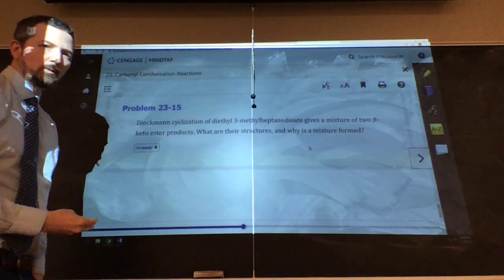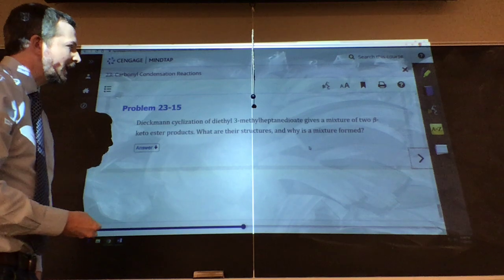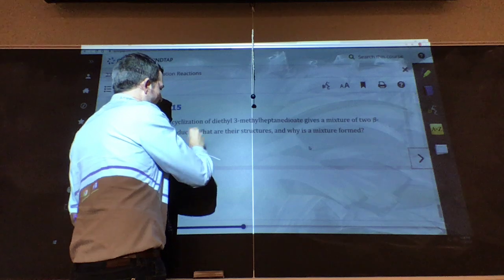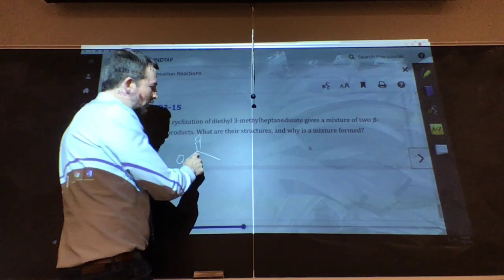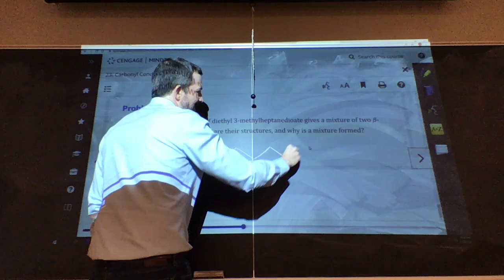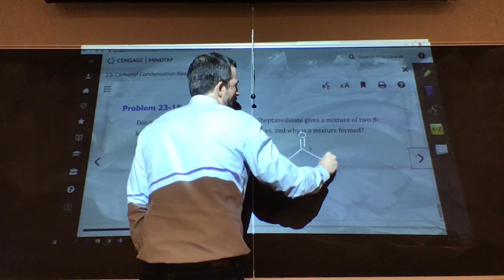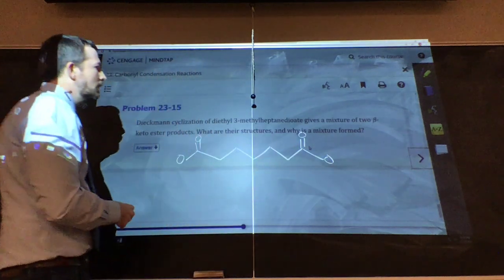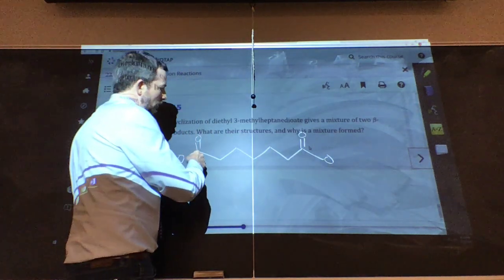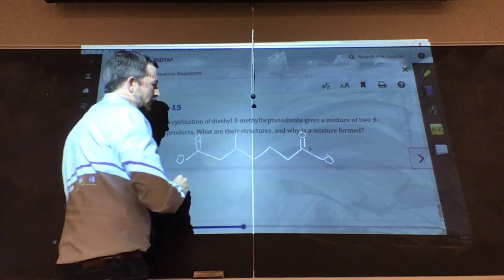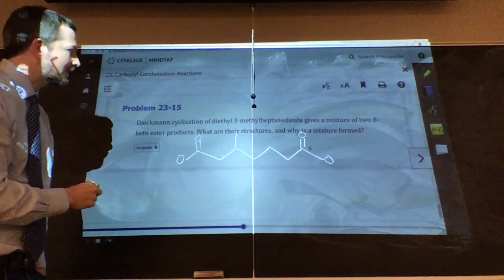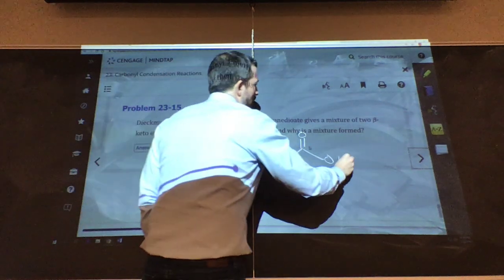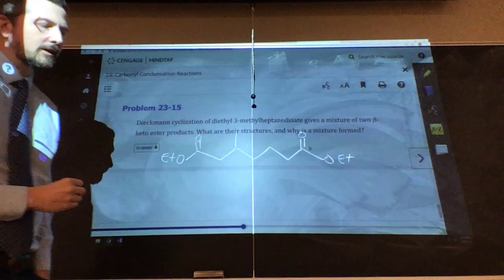So the first thing I have to do is be able to draw this out. Heptanedioate, so I know it's an ester. Hept is 7 carbons, so 1, 2, 3, 4, 5, 6, 7 carbons. 1, 2, 3 methyl. And it's diethyl dioate, so I have the ethyl groups on the ends there.